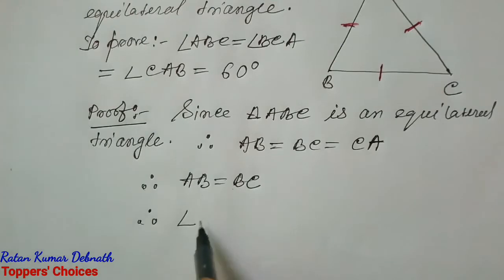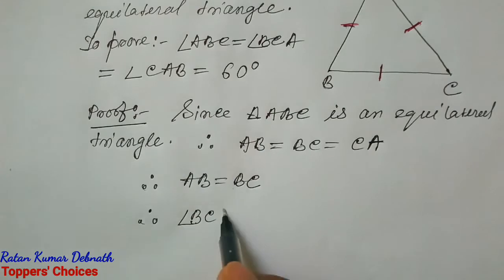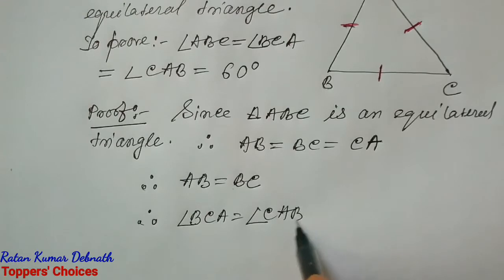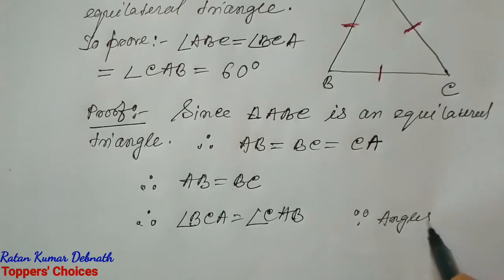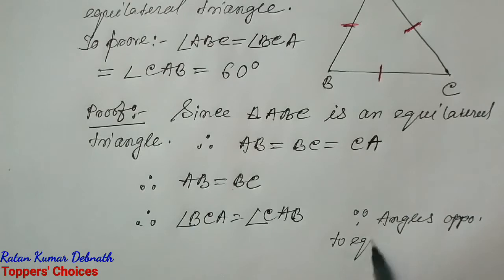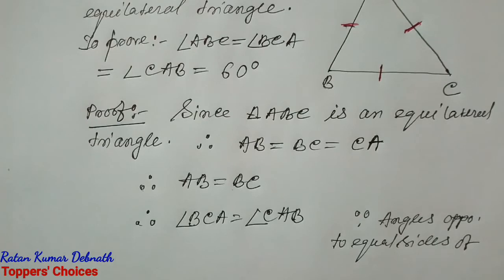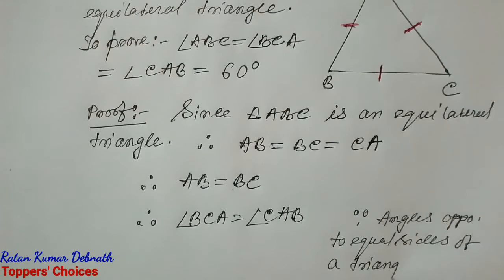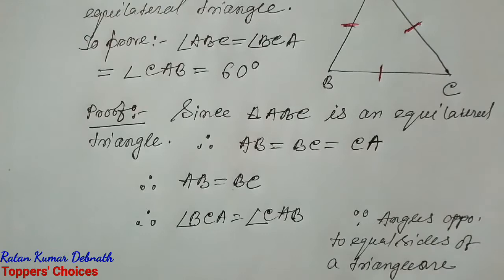Therefore angle BCA equal to angle CAB, as because angles opposite to equal sides of a triangle are equal.